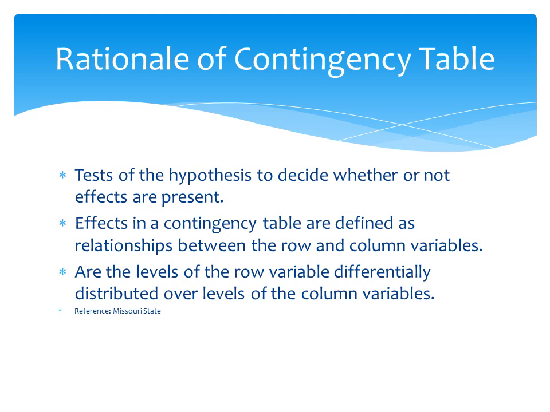And as I said earlier on, the rationale for a contingency table is we're going to test the hypothesis to decide whether or not there is an effect present. So whether we're going to accept or not accept the null hypothesis. The effects in a contingency table are defined as relationships between the row and column variables. So in this case, remember we're looking at the relationship between individuals with HIV and their sexual preference. So that's what we'll be looking at.